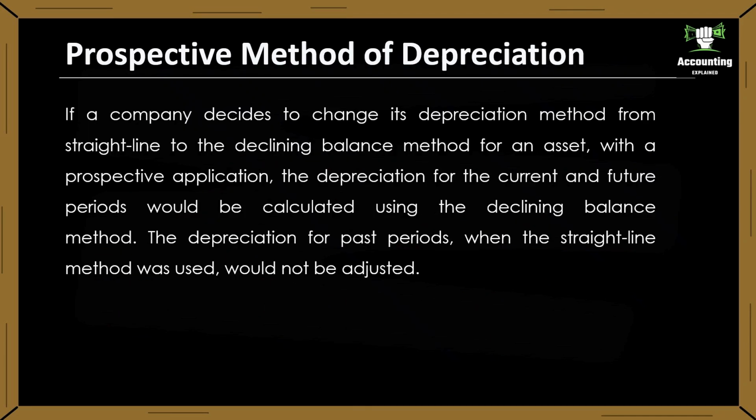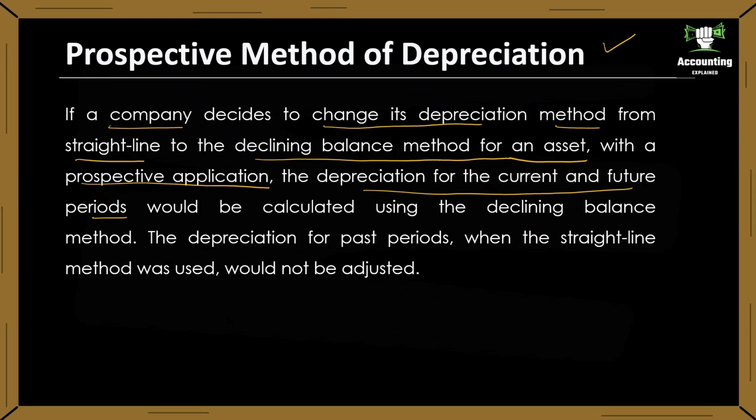In this video, we are going to see only the prospective method of depreciation. If a company decides to change its depreciation method from straight line to the declining balance method for an asset with a prospective application, the depreciation for the current and the future periods will be calculated using the declining balance method. The depreciation for the past periods when the straight line method was used would not be adjusted.